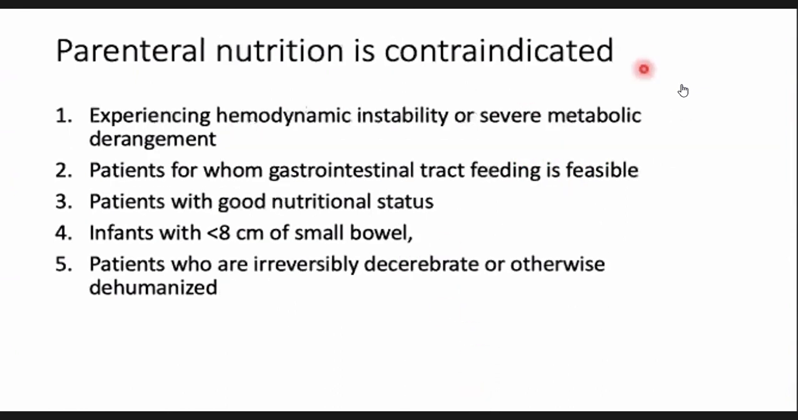So when is it contraindicated? We do not start TPN, especially if patients are hemodynamically unstable with metabolic derangements. We always correct the hemodynamic instability and the metabolic derangements prior to giving parenteral nutrition. Also, if the GI tract feeding is feasible, why not give via enteral feeding? Those with good nutritional status, infants with less than 8 centimeters of small bowel, patients who are irreversibly decerebrate or otherwise dehumanized. So there's no point in giving TPN.